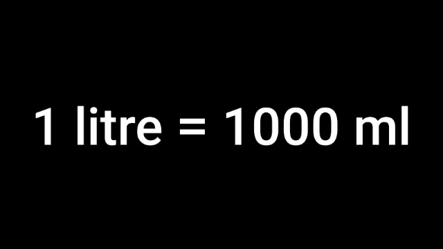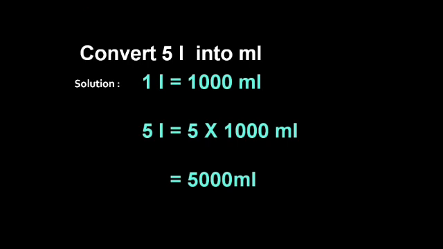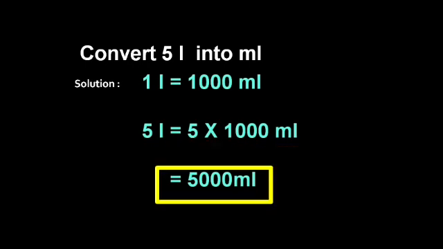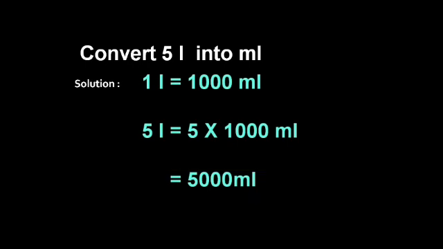Let us solve some examples to understand the conversion of liter to milliliter. Convert 5 liter into milliliter. Now 1 liter is equal to 1000 milliliter, which means 5 liter is equal to 5 into 1000 milliliter. When we multiply 5 by 1000, we get the answer as 5000 milliliter.